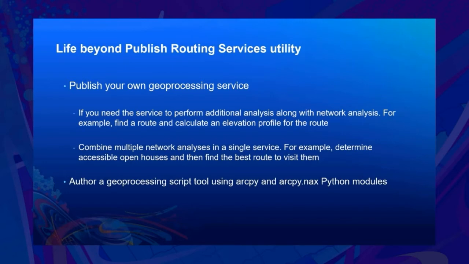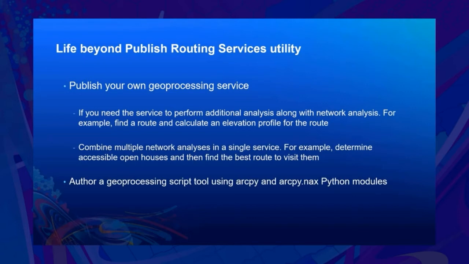For example, the Publish Routing Service utility creates routing services that are meant to perform a particular task, such as finding the best route between two or more stops and generating driving directions. But what if you need to perform additional analysis along with routing, such as to calculate an elevation profile for the route? In this case, you need to author a geoprocessing tool and publish it as a service. Another scenario is when you want to combine multiple network analyses in a single service. For example, determine the accessible open houses and then find the best route to visit them.